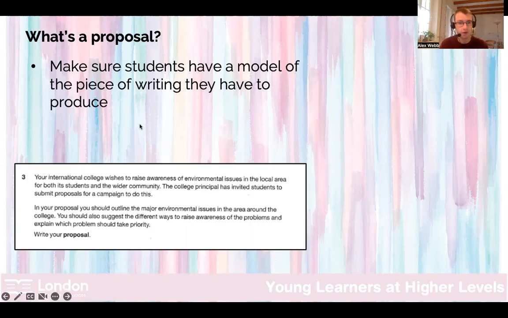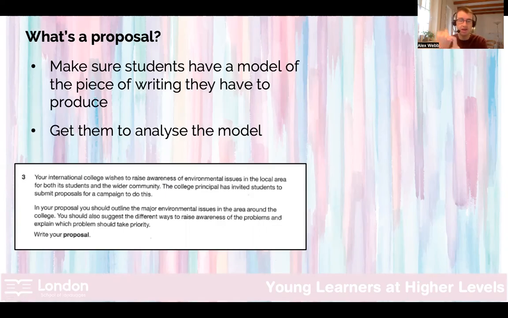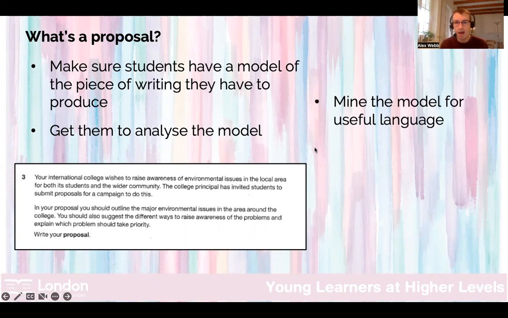Okay, so I always write a model for my students for the piece of writing that they are about to do. Okay, and then the key stage of the lesson is get them to analyze the model, pick out the typical language that is needed, the features of the piece of writing, the style. Okay, get them to analyze all of these things so that they can then replicate that in their own piece of writing. Okay, mine the model for useful language. Okay, write your own model, put in the language that you want the students to use, and then they can take it out and use it themselves. Okay, there's nothing wrong with students stealing from their teacher.